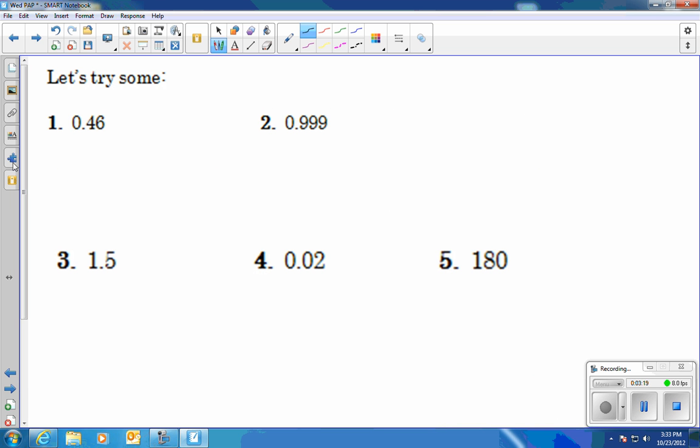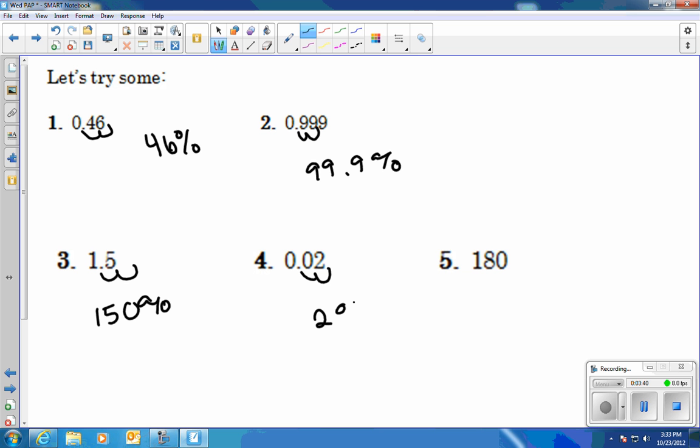So on this one, move it to the right. And don't forget your percent symbol, otherwise it's a different answer. Move it to the right. Don't forget the percent symbol. Move it to the right. And that's how you change a decimal to a percent and a percent to a decimal.